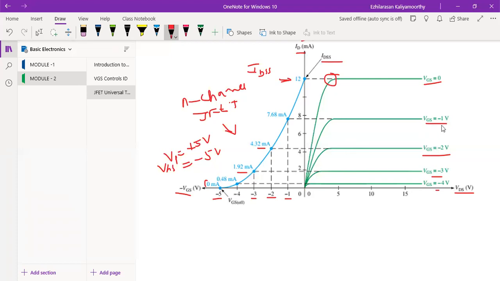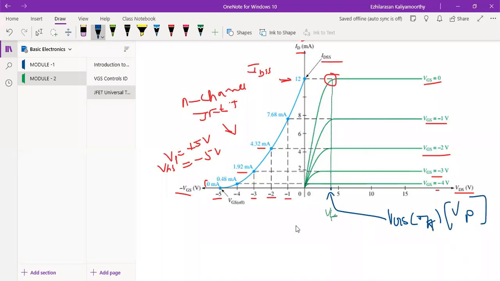Next, when I have VGS equal to minus 1, slowly the voltage is increasing, and automatically the current will decrease, correct? Up to this point, see, this point is nothing but the pinch-off voltage. In the same way, see this point, this point, this point. All of these I can say is VGS off, or I can say it is VP. So this is the curve I'm getting, like this.